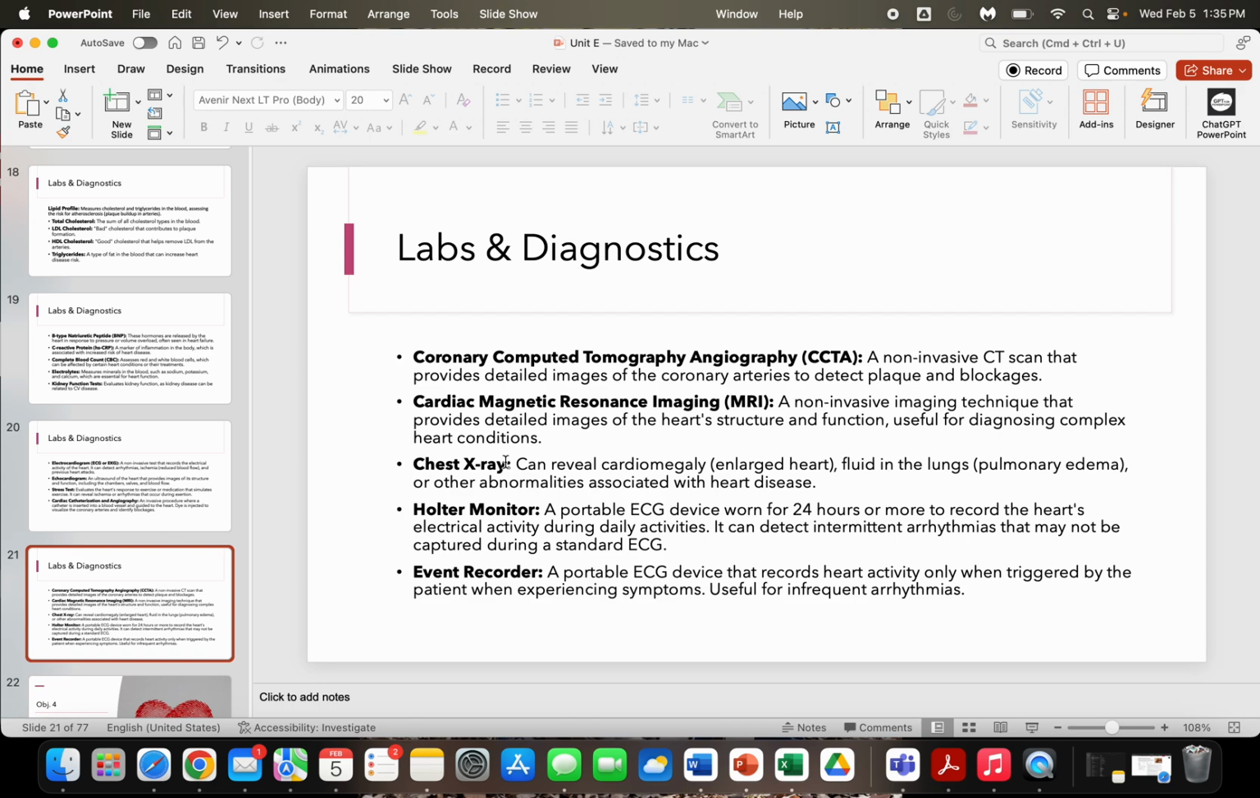Other diagnostics that you might see, these are a little more first line. So basically what they call a CCTA is like a CT scan that provides images of the coronary arteries. They might do a cardiac MRI. Chest x-rays can tell us if the heart's enlarged, if there's fluid in the lungs.